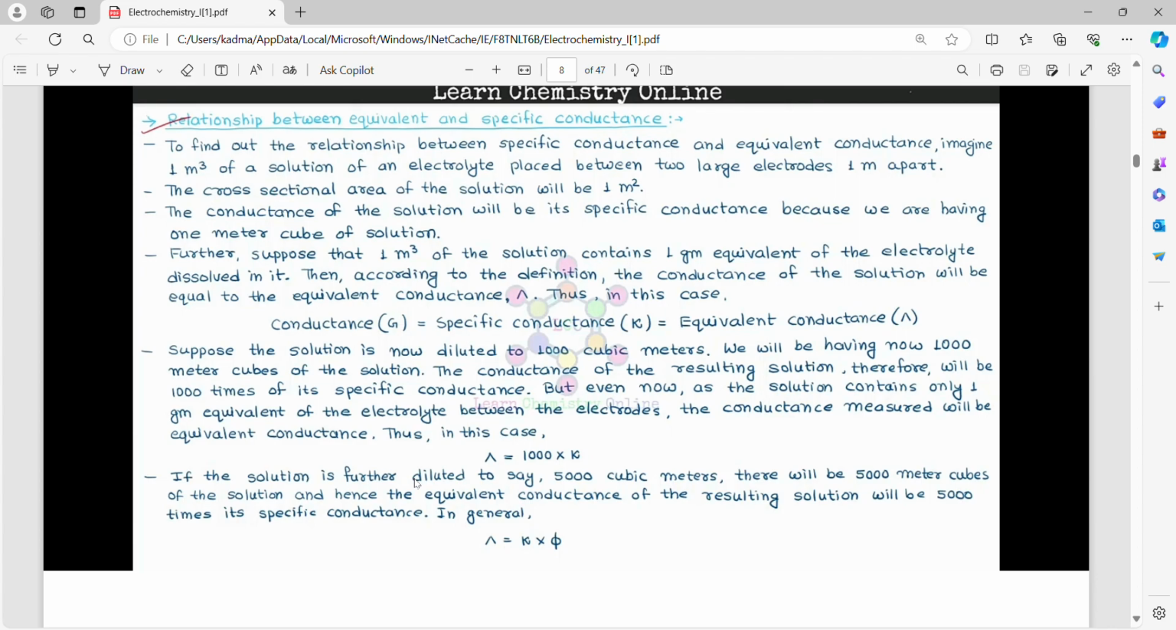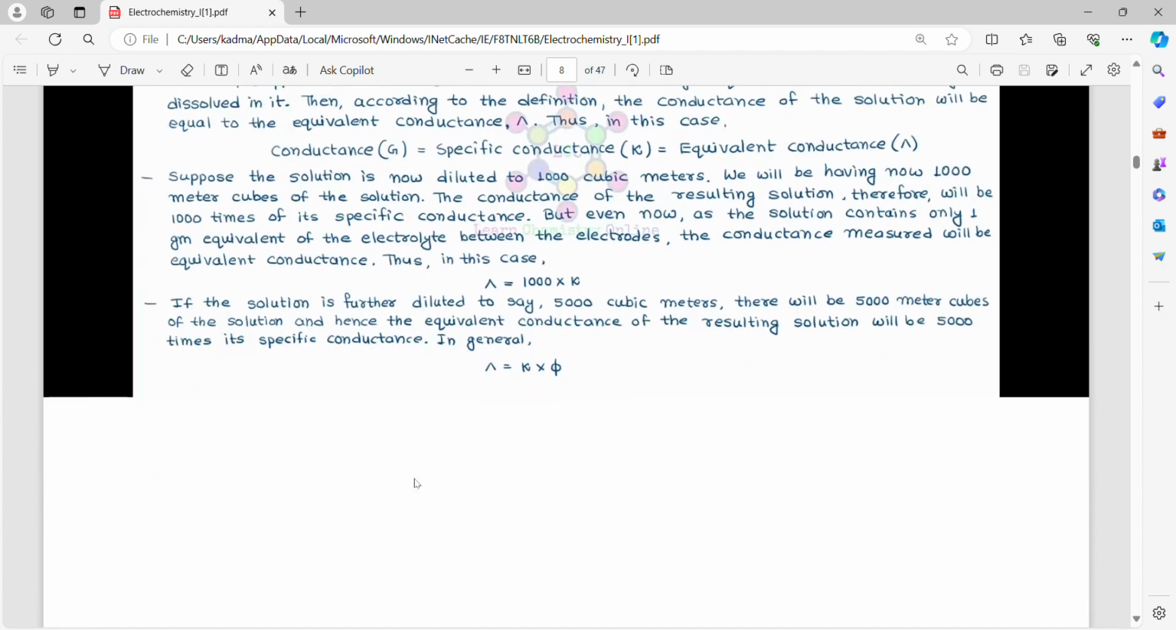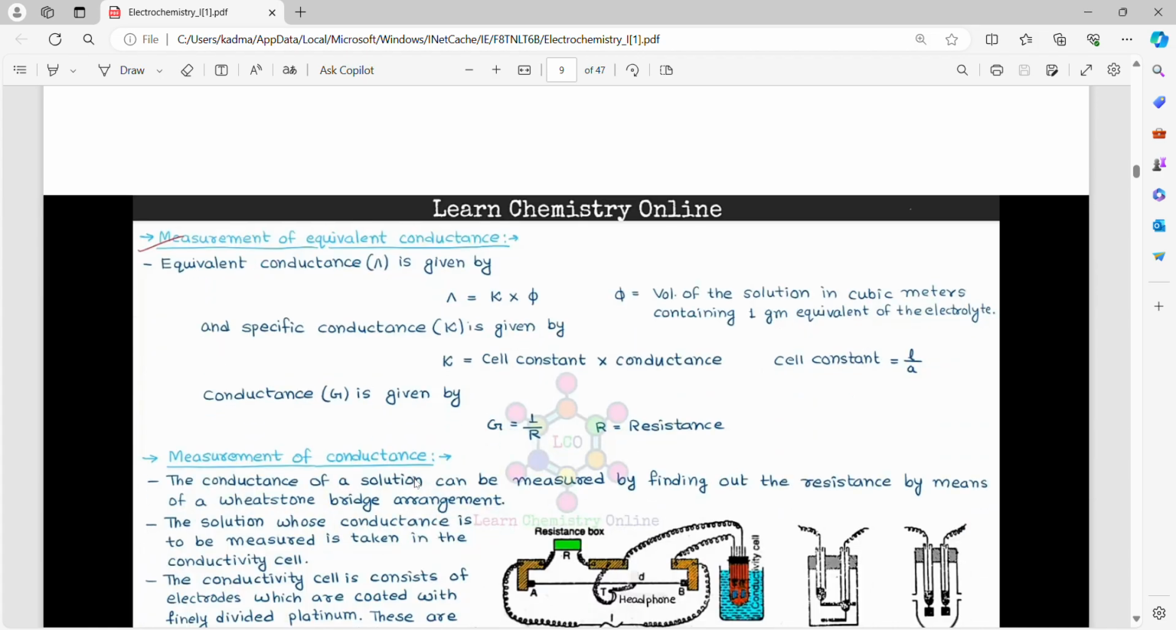Suppose the solution is now diluted to 1000 cubic meters. We will now have 1000 meter cubes of solution. The conductance of the resulting solution will therefore be 1000 times its specific conductance. But even now, as the solution contains only 1 gram equivalent of the electrolyte between the electrodes, the conductance measured will be the equivalent conductance. Thus, in this case, delta is equal to 1000 into K. If the solution is further diluted to, say, 5000 cubic meters, there will be 5000 meter cubes of the solution, and hence the equivalent conductance of the resulting solution will be 5000 times its specific conductance. In general, delta is equal to K into phi.